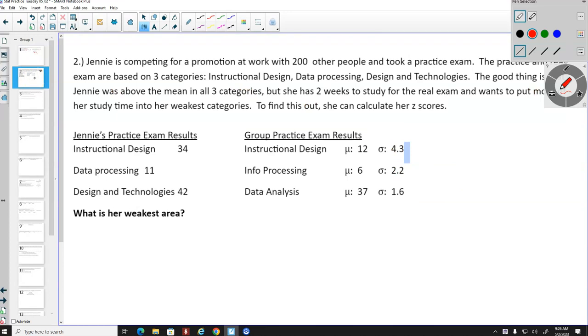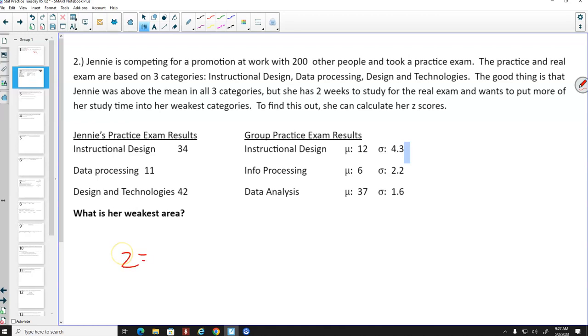Alright, next question. Jenny is competing for a promotion at work with 200 other people and took a practice exam. The practice and the real exam are based on 3 categories: instructional design, data processing, and design technology. The good thing is that Jenny was above the mean of all 3 categories, but she has 2 weeks to study. She wants to put more effort studying her weakest category. To find out, she can calculate the z-score. So a reminder, z-score is x minus your mean divided by standard deviation.